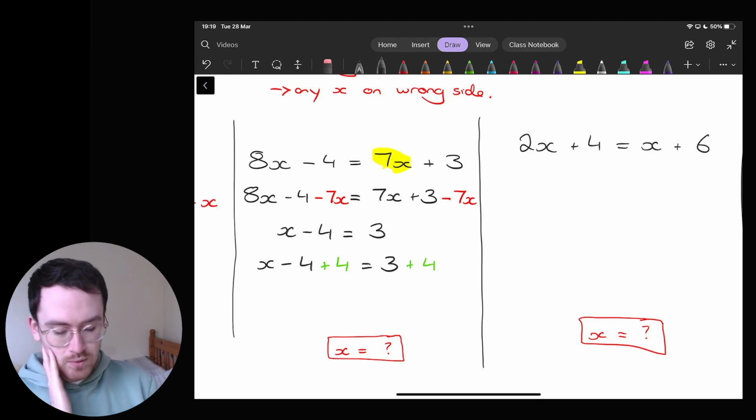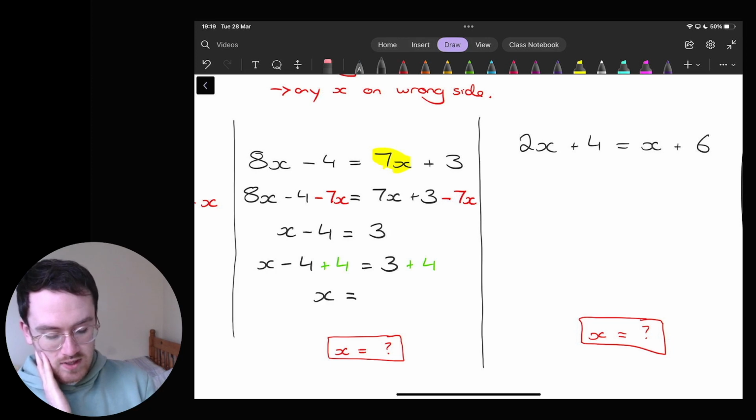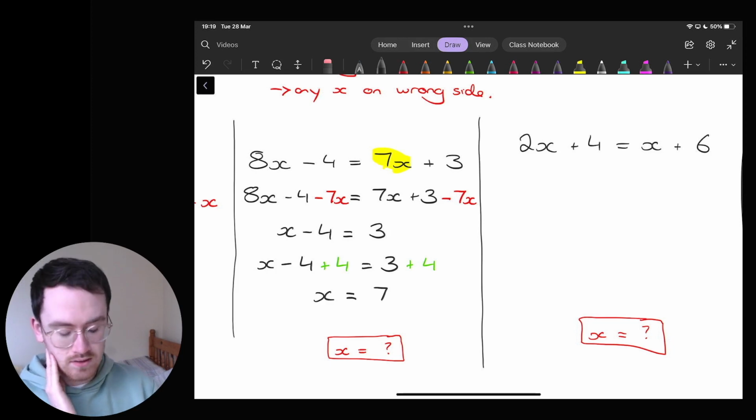So now that's leaving with, on the left-hand side, I just have x. On the right-hand side, I have 7. Okay, so again, following through our steps the same way as we have been doing. So we're just keeping them consistent, keeping them the same the whole way along.